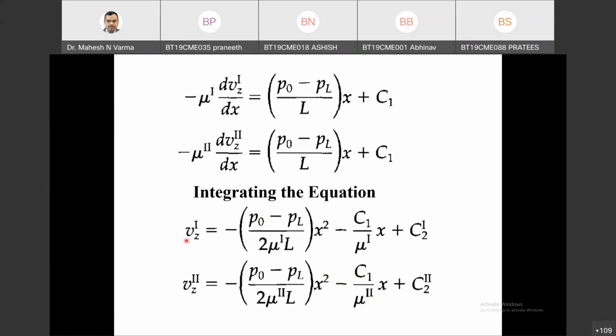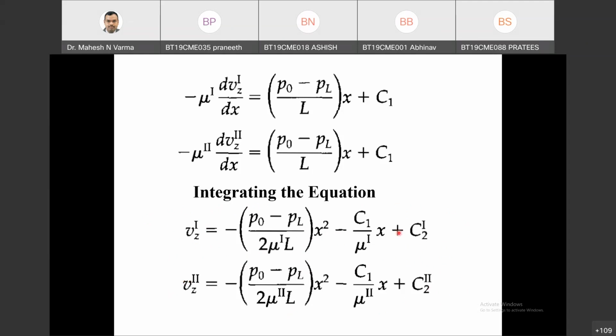You need to remember that this is for phase 1, so this equation is valid only from x equals minus b to x equals 0. This other equation is valid for phase 2, and it is valid from x equals 0 to x equals plus b.